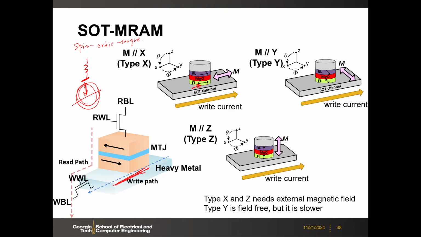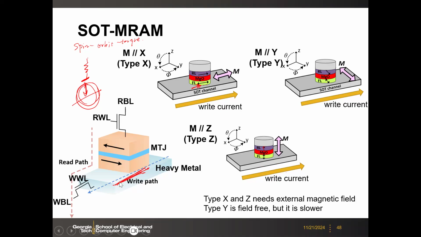Then there are different types of SOT-MRAM. I will skip the details. Depending on the orientation of the magnetization versus the spin, the SOT channel direction, or let's say this red current direction, there's an X, Y, Z type. For example, the Z type is the perpendicular MTJ adjacent to this SOT metal.